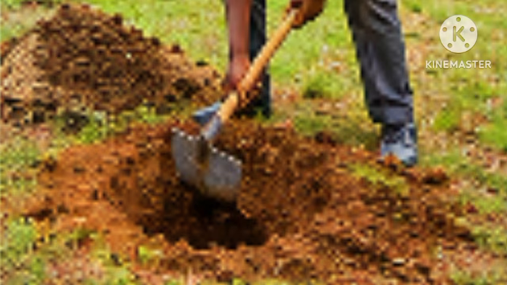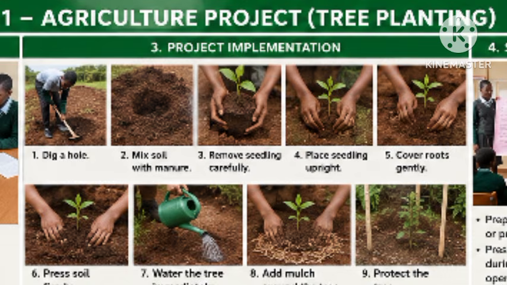Step 1, dig a hole wide and deep enough. Step 2, mix soil with manure. Step 3, remove the seedlings carefully from the container. Step 4, place the seedling upright in the hole. Step 5, cover the roots gently with soil. Step 6, press the soil firmly around the seedling. Step 7, water the tree immediately.